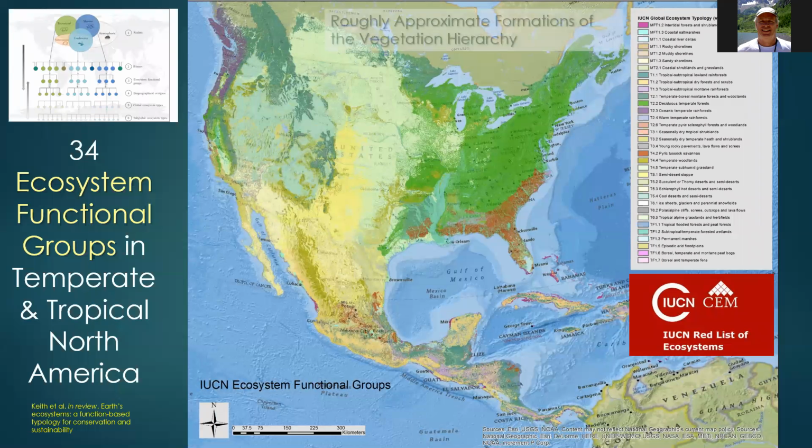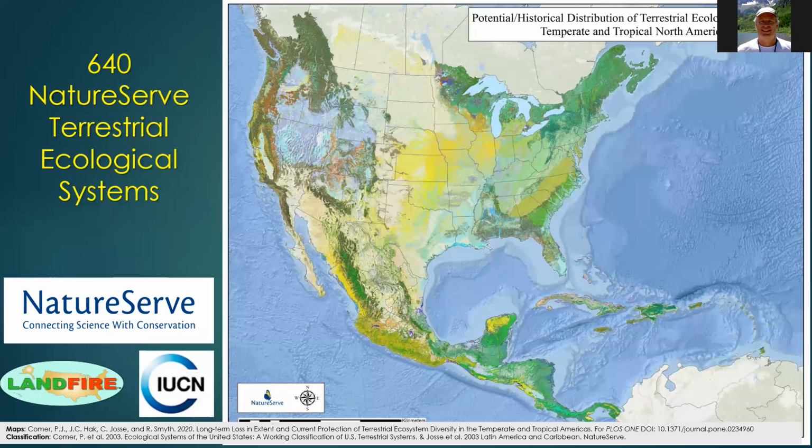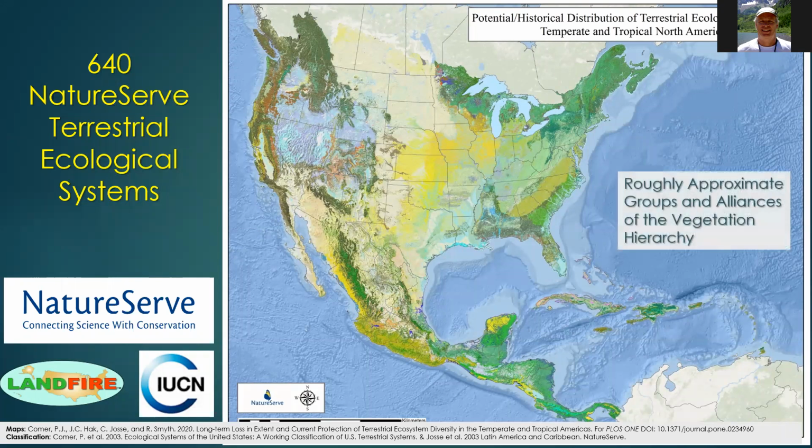Working within the terrestrial realm of this IUCN framework, there are 34 IUCN functional groups in temperate and tropical North America. Again, these roughly approximate the formation level of the IVC. This map depicts approximately historic location of these 34 types in the region. And our terrestrial ecological systems roughly approximate group and alliance levels of the vegetation hierarchy. Again, these are our primary units of assessment in North America.